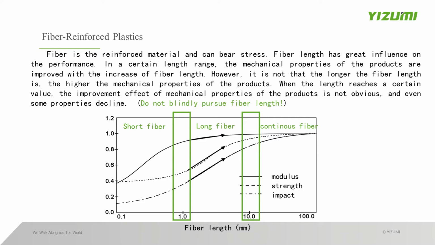You can see when the length reaches 10, or even 100 millimeters, the improvement of the mechanical properties of products is not obvious, and even some properties will decline. So from this part, I think it's very clear. Long glass fiber or long fiber, okay, we can have good mechanical properties. But I want to highlight for this one, do not blindly pursue fiber length.